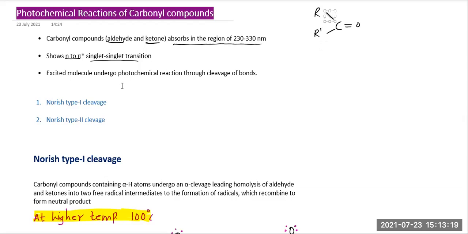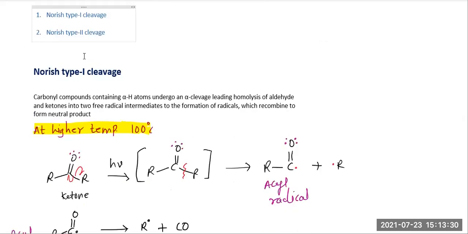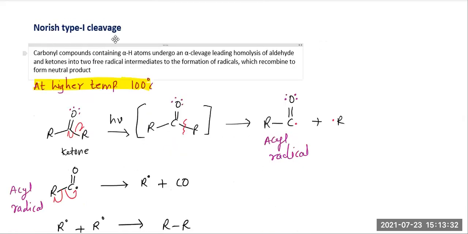Now, such types of reactions are known as Norrish type cleavage. There are two types of cleavage, the Norrish type 1 cleavage and the Norrish type 2 cleavage. Now let us consider them one by one. So, Norrish type 1 cleavage.